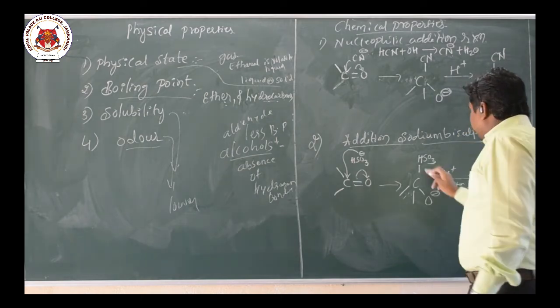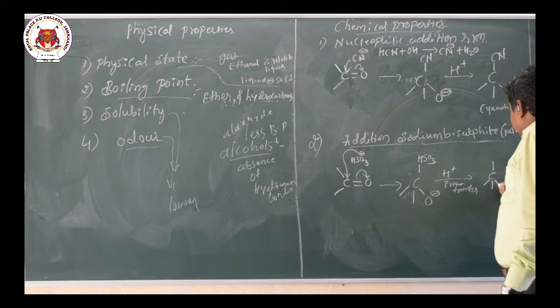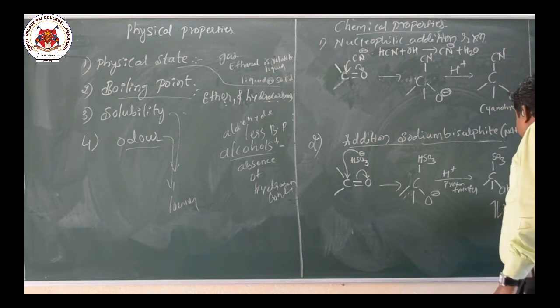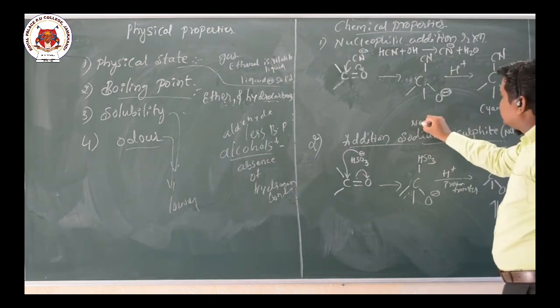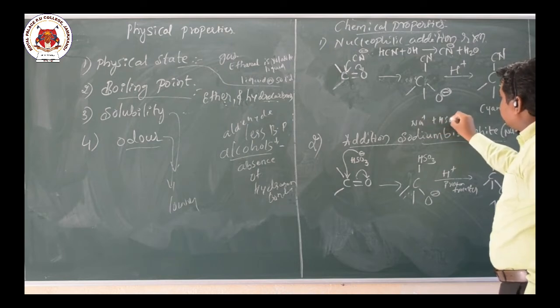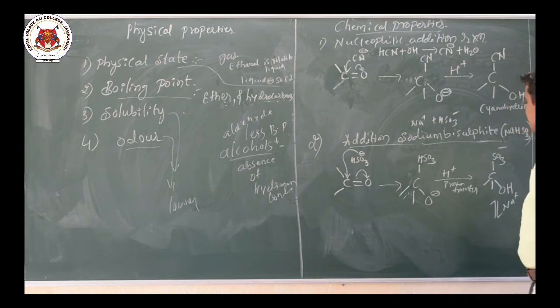So this proton comes here as it is, so OH, and this will become SO3 minus. After the addition of Na plus, the NaHSO3 dissociates as Na plus and HSO3 minus. So this is a nucleophile which will attack the carbonyl carbon atom.